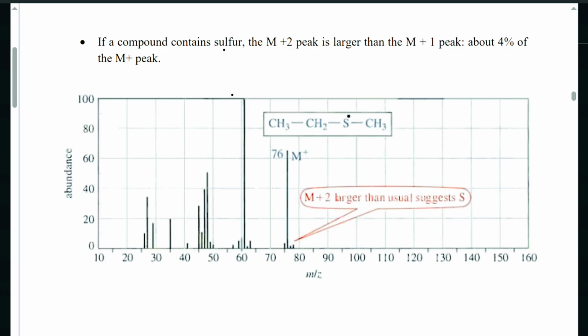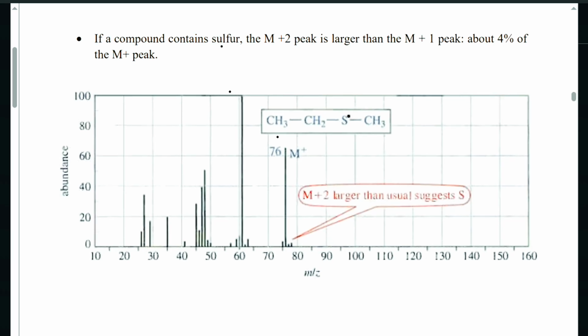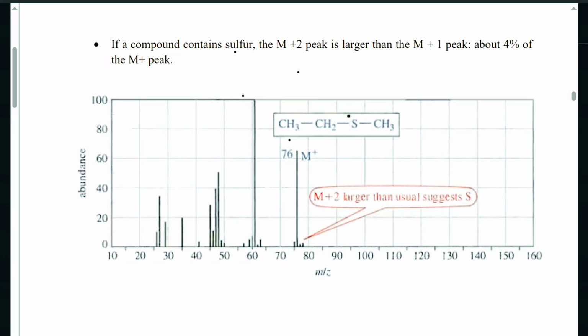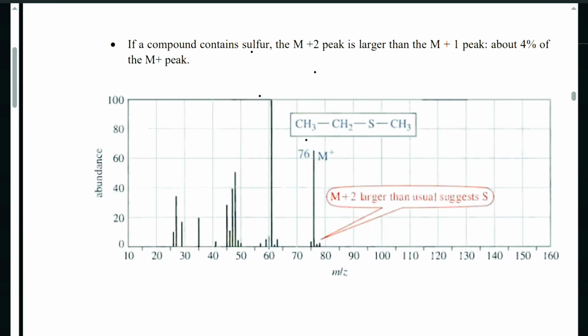So basically, okay, let's put it this way. Basically, this M plus, if the abundance of this is, let's say, 40%, 40% is the abundance here. Let me write it here.